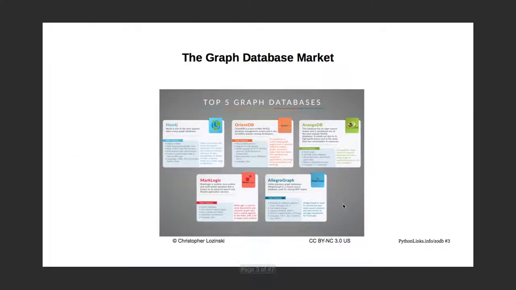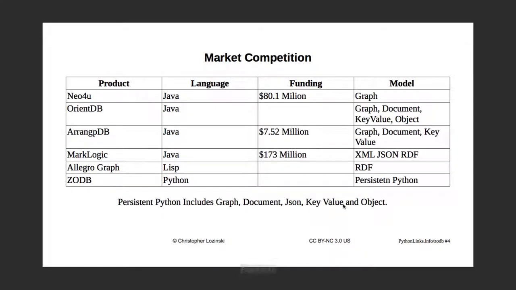And these graph databases, they've gotten quite hot in the market. So these are some of the five leading companies: Neo4j, OrientDB, ArangoDB, MarkLogic, and AllegroGraph. Let's take a look at some details about these products. Most of them are in Java.